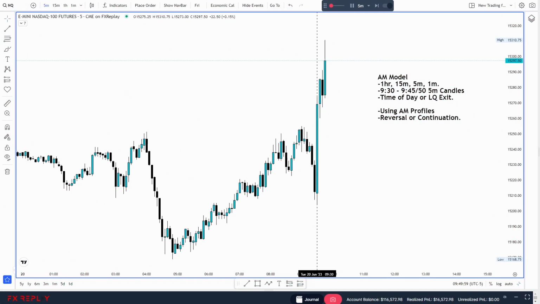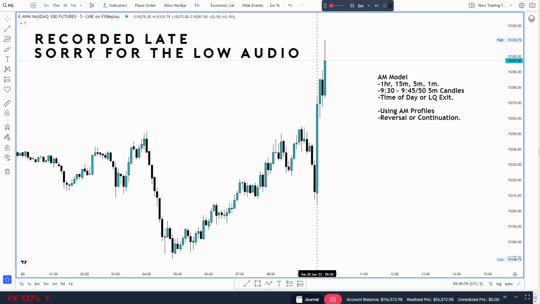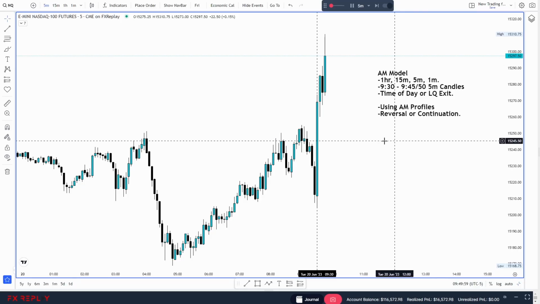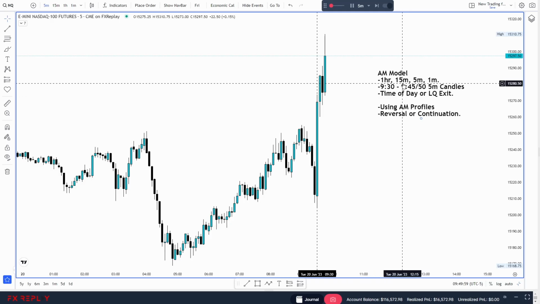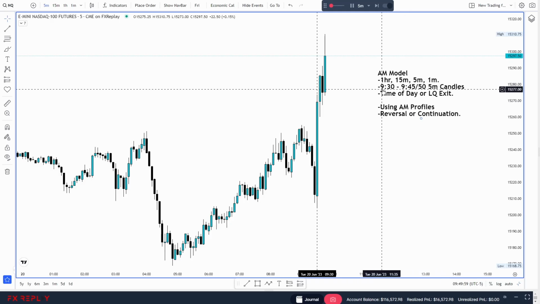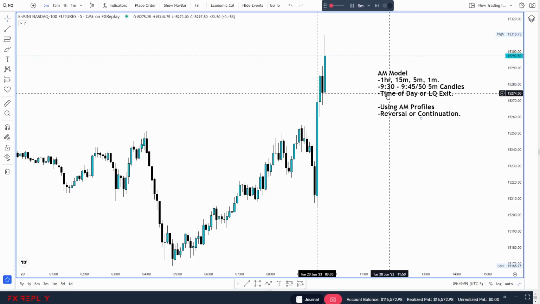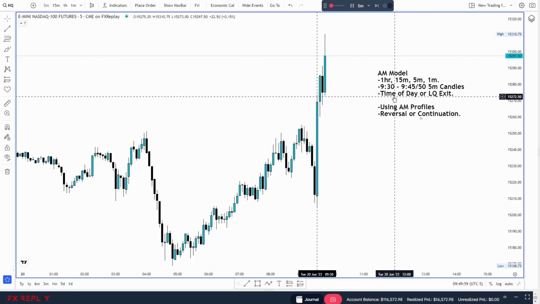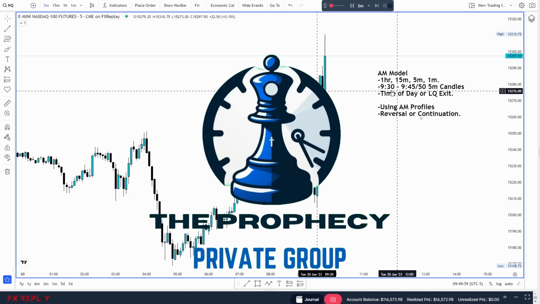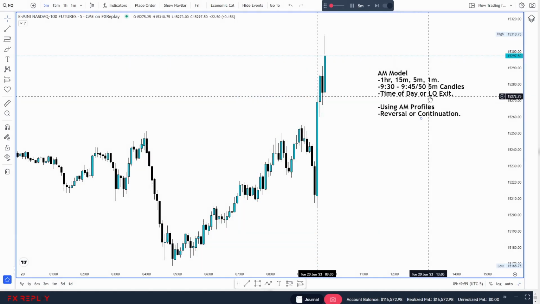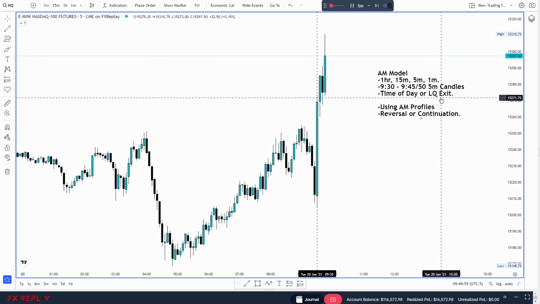All right, so we're going to look at basically using an everyday model. It's going to be based on a couple things: 1 hour, 15 minute, 5 minute, 1 minute. We're going to be looking at the 3 to 4 to 5 minute candles that print right after 9:30. This will show us our most recent reversal or potential continuation. And then we'll just enter using a 1 minute or 5 minute PD array and target either time of day, so between 10:30 and 11. Obviously, depending on the news profile for the day, or using exit liquidity.